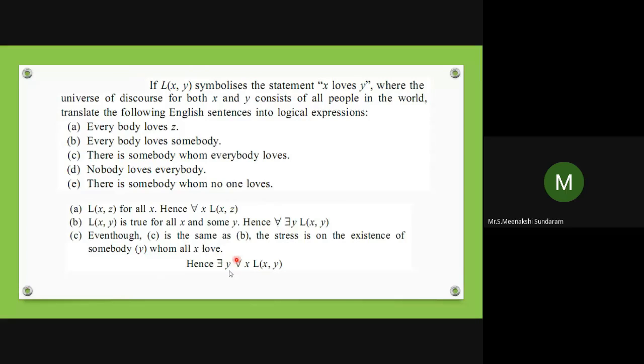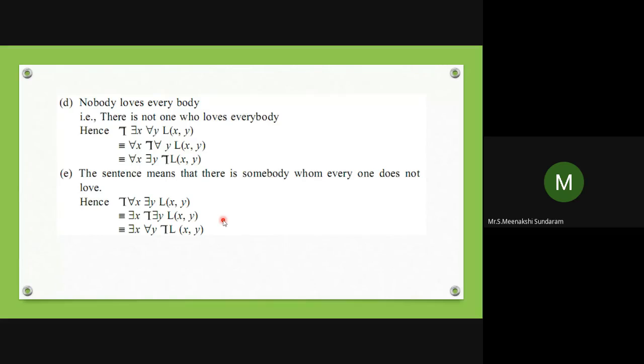Okay. Nobody loves everybody. Nobody meaning negation will come. There is not one who loves everybody. But directly we can write nobody loves everybody. So for all X, there exists a Y, negation of L of x comma Y. So X does not love Y. Therefore everybody loves nobody.